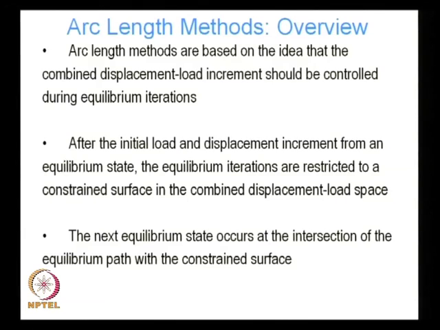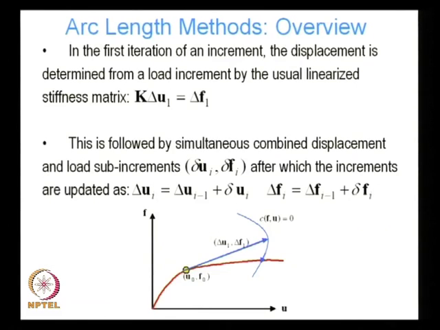So, after the initial load and displacement increment from an equilibrium state, the equilibrium iterations are restricted to a constrained surface in the combined load displacement space. The next equilibrium state occurs at the intersection of the equilibrium path with the constrained surface. It occurs right here. This is my equilibrium path, this is my constrained surface, and this is my new equilibrated state.